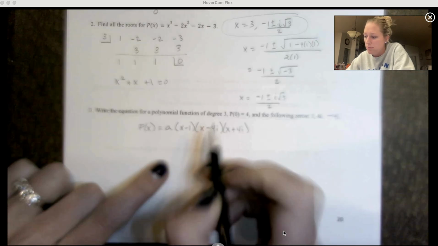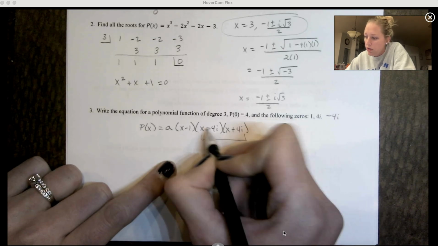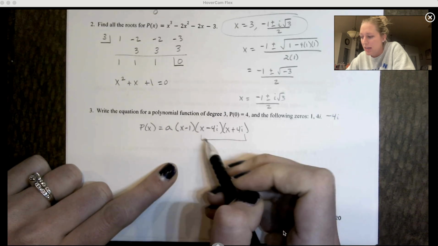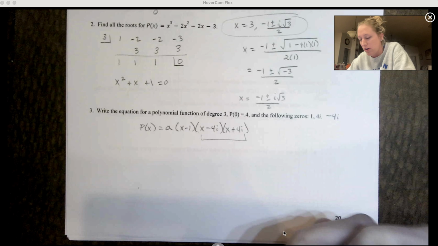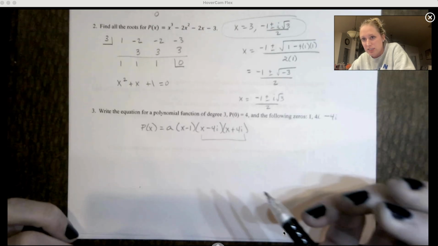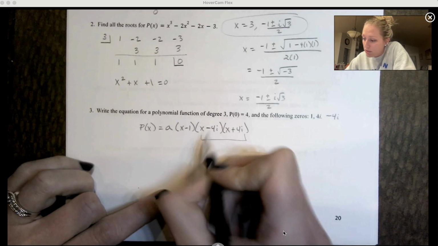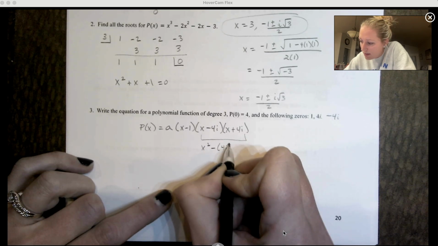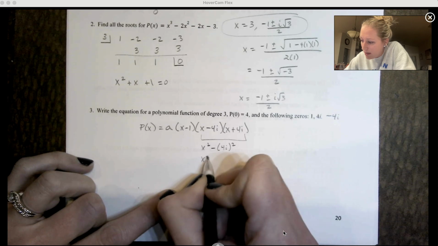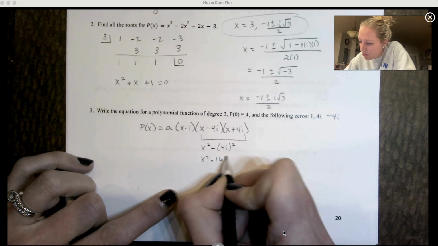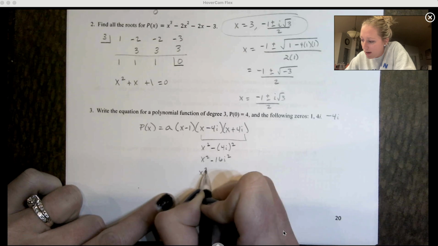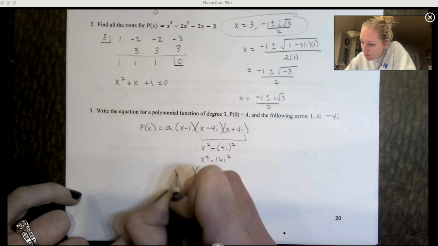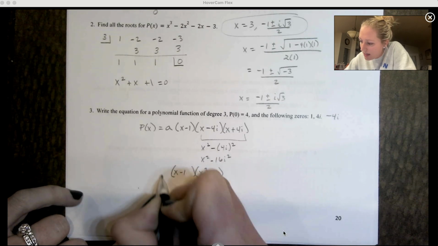So I'm just going to multiply this together. So x times x times 4i, and negative 4i times x, negative 4i times 4i. You might recognize this as difference of squares. So what it turns into is x squared minus 4i squared, which is x squared minus 16i squared, which is x squared plus 16. So we have x minus 1 and a.